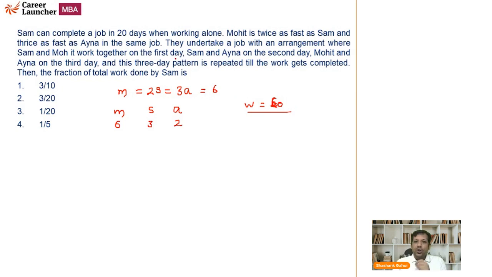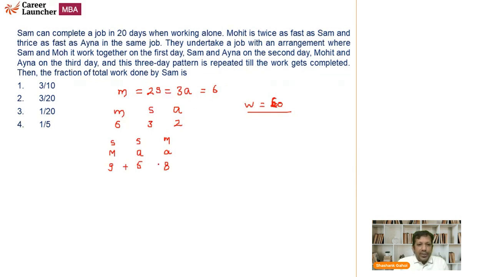They undertake a job with an arrangement where Sam and Mohit work together on the first day, Sam and Aina on the second day, Mohit and Aina on the third day, and after that the pattern repeats. Okay. So Sam and Mohit on the very first day, they are doing 9 units. Next day, Sam and Aina, they are going to do 5 units. Third day, Mohit and Aina, they are going to do 8 units.